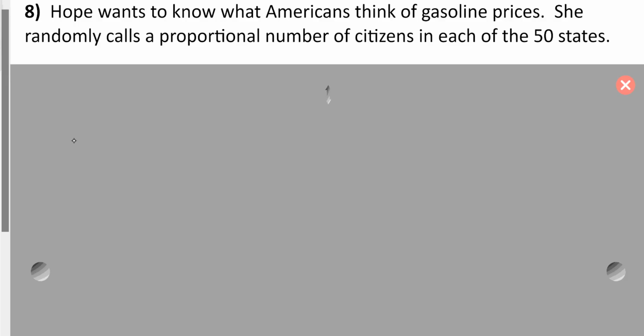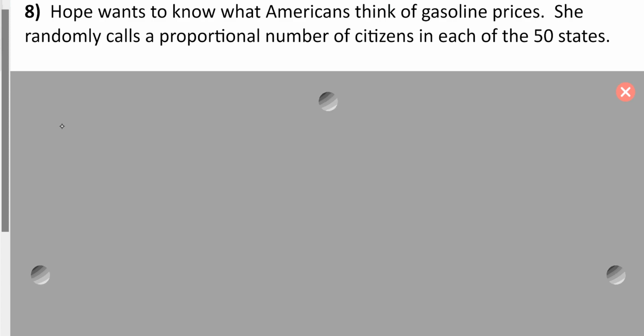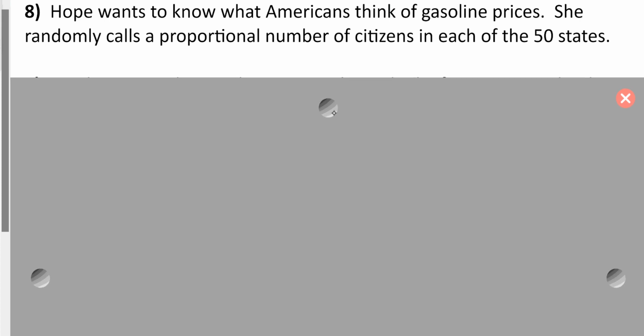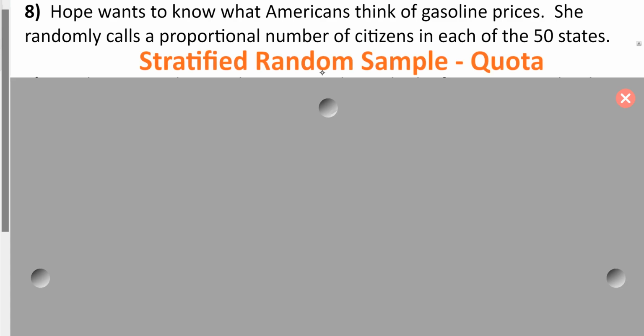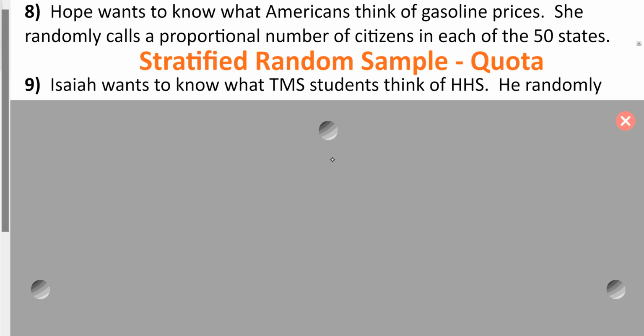Number 8, Hope wants to know what Americans think of gasoline prices. She randomly calls a proportional number of citizens in each of the 50 states. So each of the 50 states, she does a certain proportion. That is a type of stratified sampling because it's groups and then sampling within. But if it's proportional, it's specifically a quota sample. So it is a type of stratified random sample.